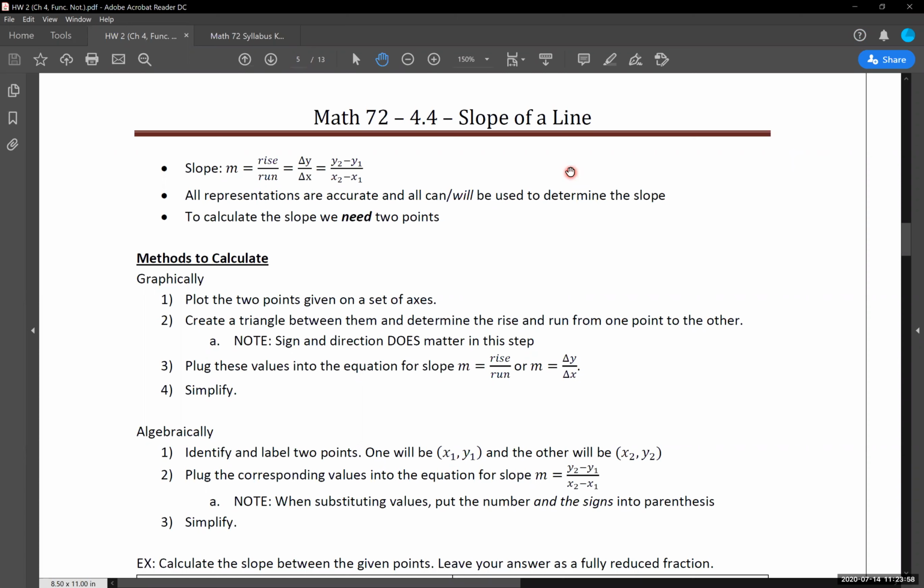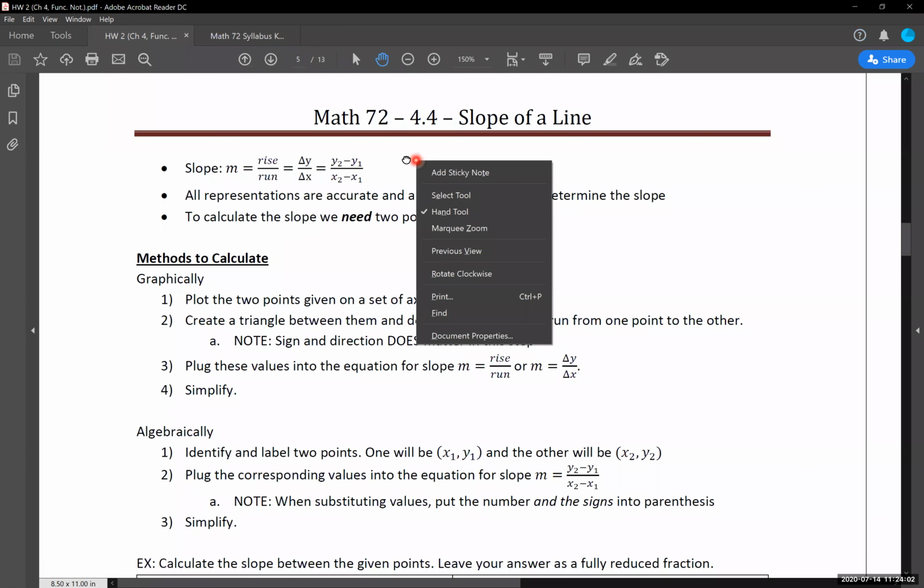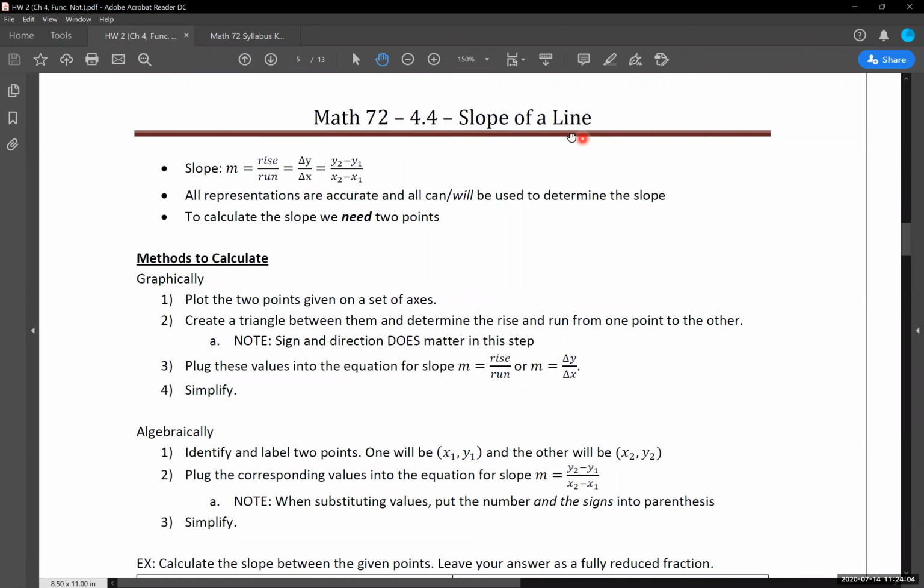So here we're taking a look at the 4.4 material, working primarily with the slope of a line. This is an absolutely critical section when we are working with, and what we'll eventually get to, which is creating and solving for linear equations. So we have our main definition or definitions of the slope. We generally denote it using the variable m in our equations that we're going to use.